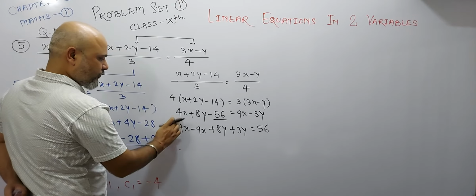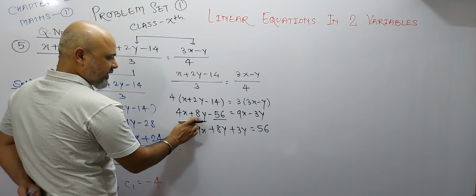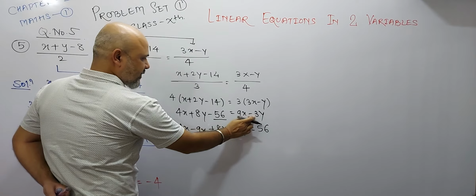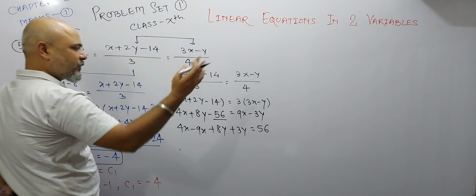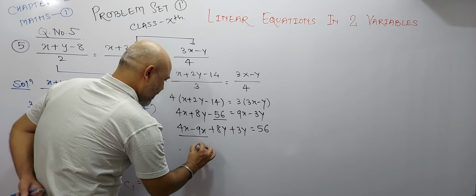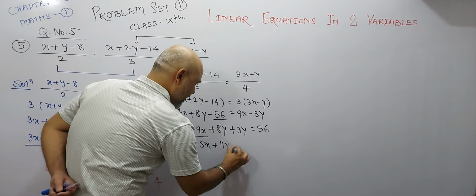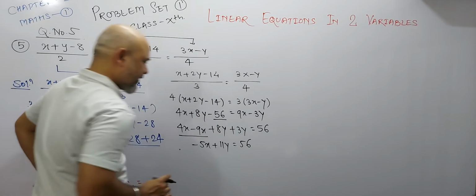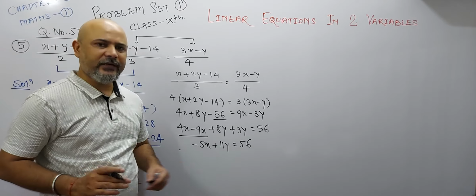Once again 4x, transfer this 9x, this becomes minus 9x plus 8y, this minus 3y becomes plus 3y, and now transfer this minus 56 to right hand side, you will get plus 56. So what you will get from here, minus 5x plus 11y is equal to 56. Now this is the standard form of linear equation in two variables.